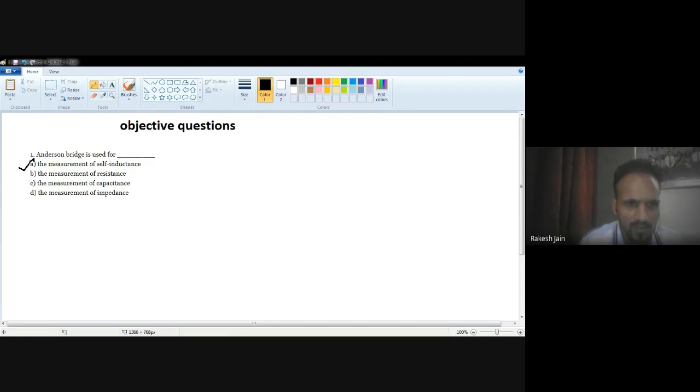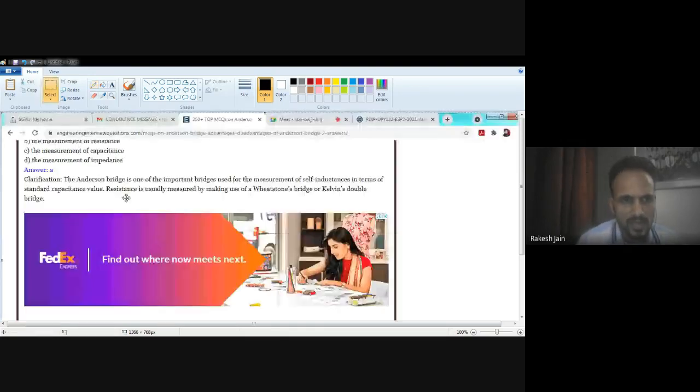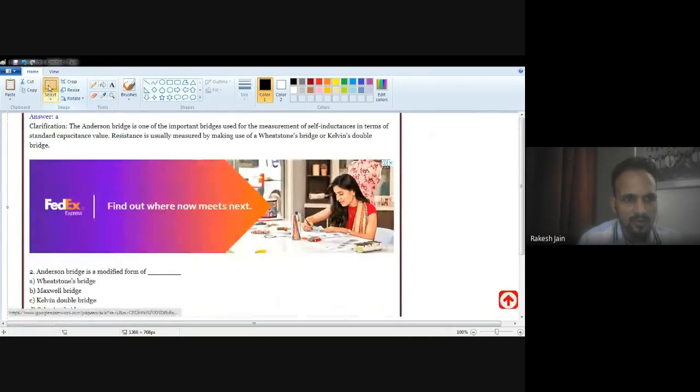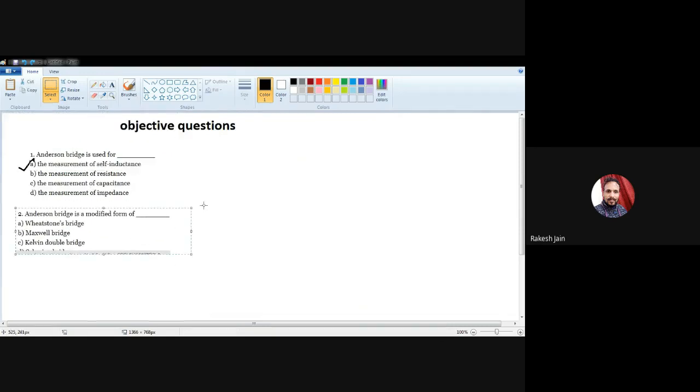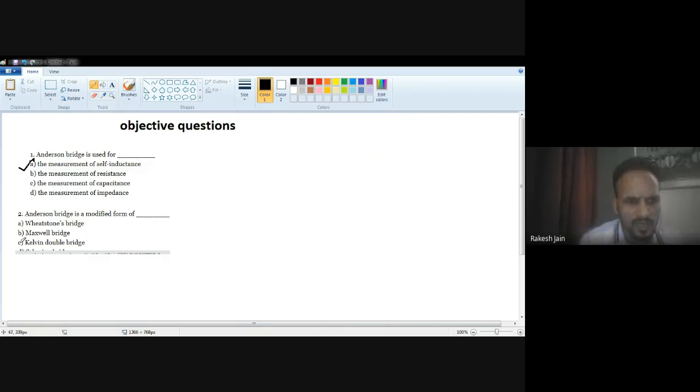It is actually a modification of the Maxwell bridge, which I have already taught you is used to measure the inductance of a coil. Another question is that it is a modified form of which bridge: Wheatstone bridge, Maxwell bridge, Kelvin bridge, or Schering bridge. The correct answer is the modified form of Maxwell bridge, because Maxwell bridge can also be used to measure inductance, and here it is also. So Anderson bridge is basically used for that.